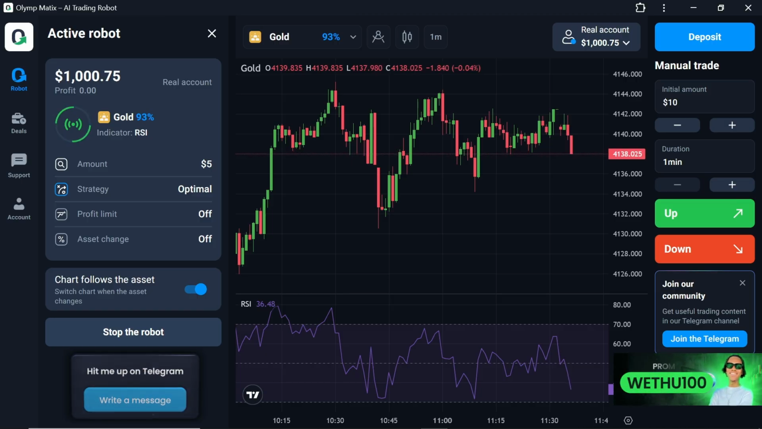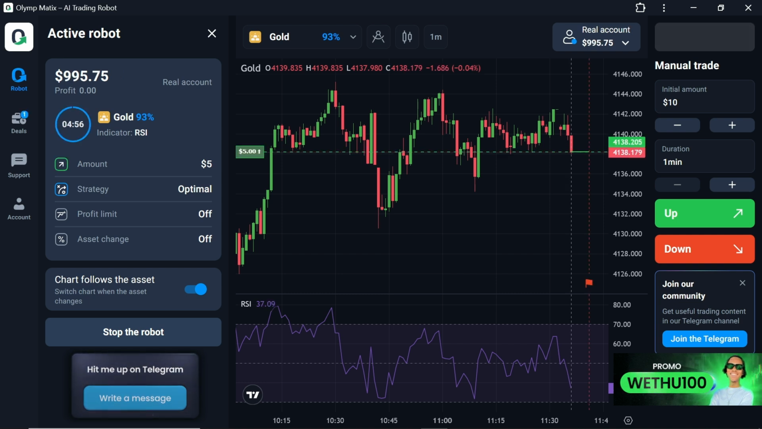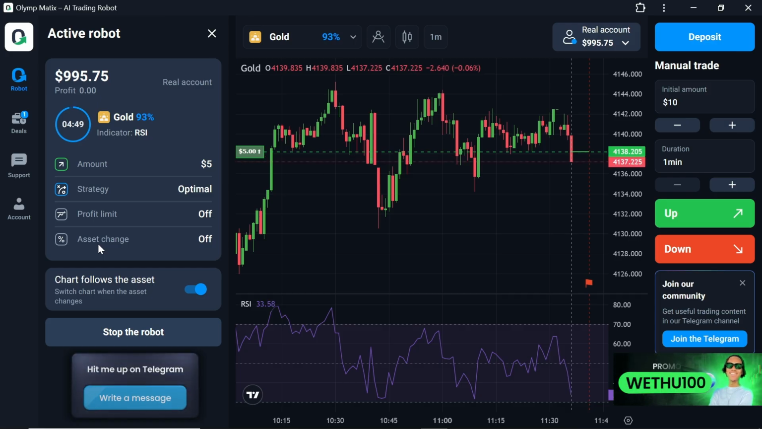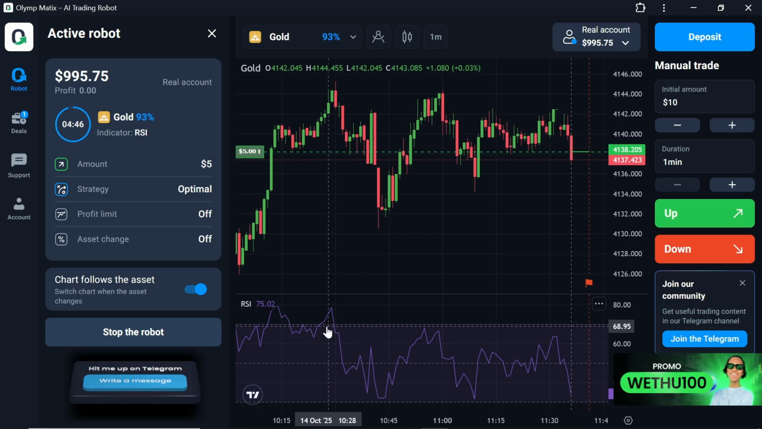The robot is going to take trades based on the RSI, right? Because in other cases, you know, we usually use the AI robots and it takes the trades based on its algorithm, but this time around we're using the RSI.